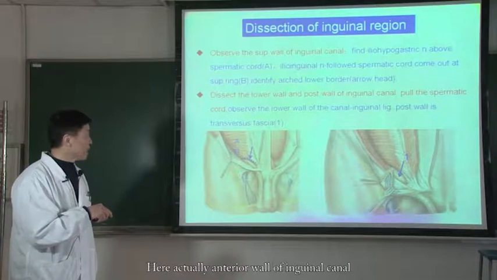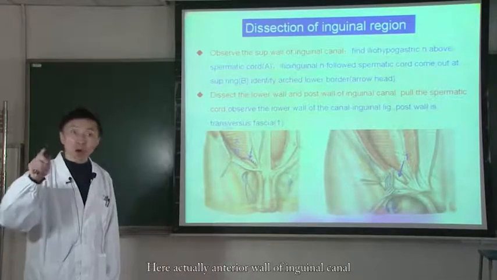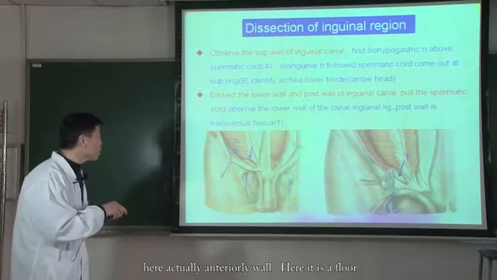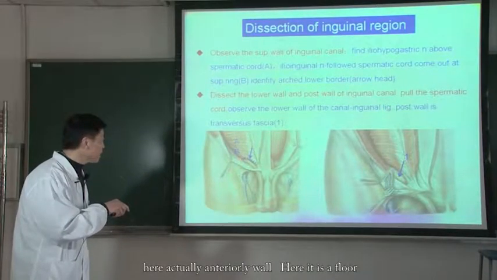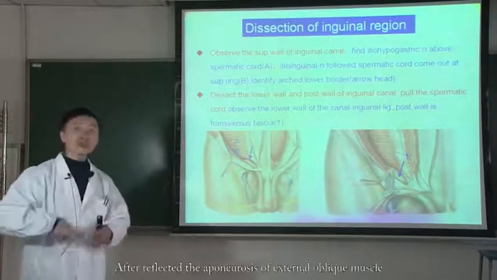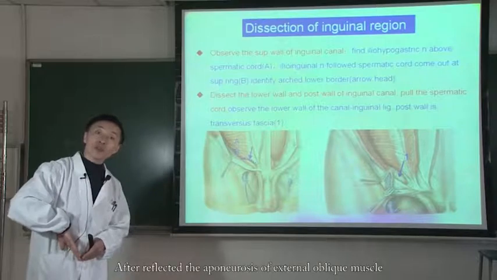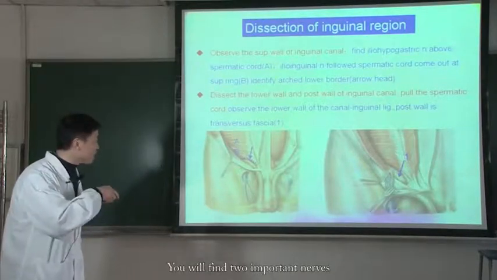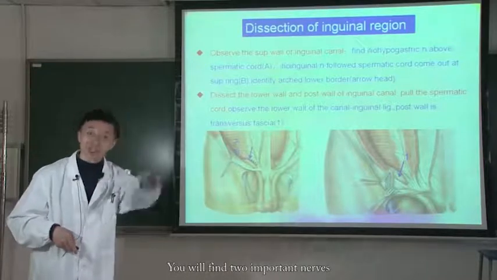Here is the anterior wall of the inguinal canal. Here is the superior wall. Here is the floor. After you reflect the aponeurosis of the external oblique muscle, you will find there are two important nerves.